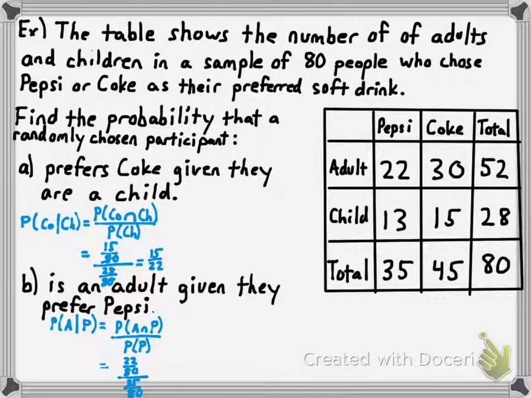That might be getting a little bit difficult to read. Nah, you can see that well enough. Do the division, the 80s cancel. 22 out of 35 is what you're going to end up with there.